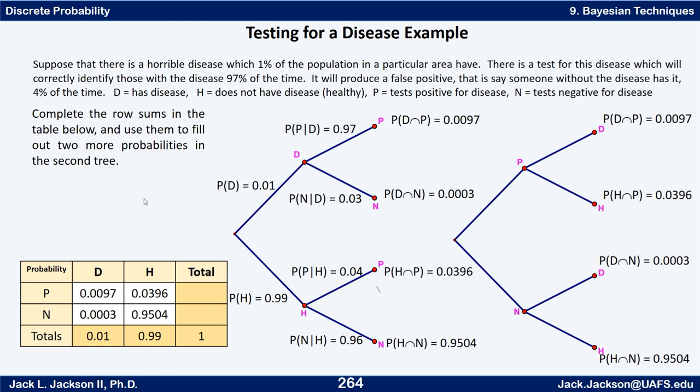Okay, next, do the row sums in the table. We can fill out the rest of the table by adding across the rows. How does that correspond to something over here in this second tree? Fill that out now. Press pause.